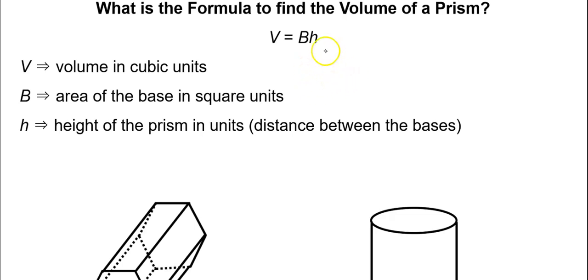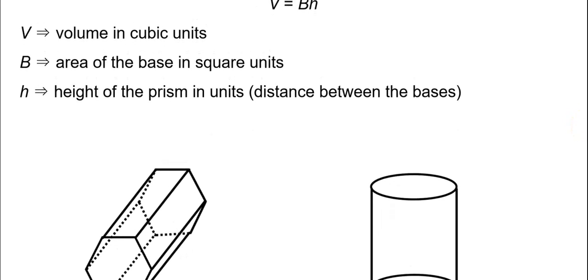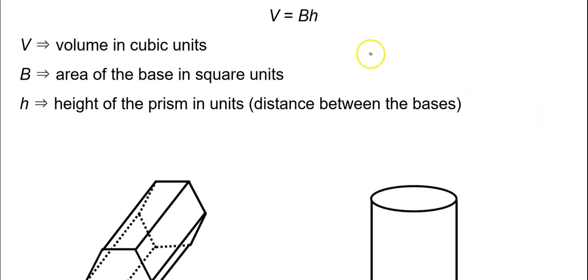We are going to use the formula for all prisms. This is for all prisms, where we are going to do V equals big B times little h, where V is my volume, big B is the area of the base in square units, and h, this little h, stands for height of the prism in units. H is called the height of the prism, the distance between the bases.